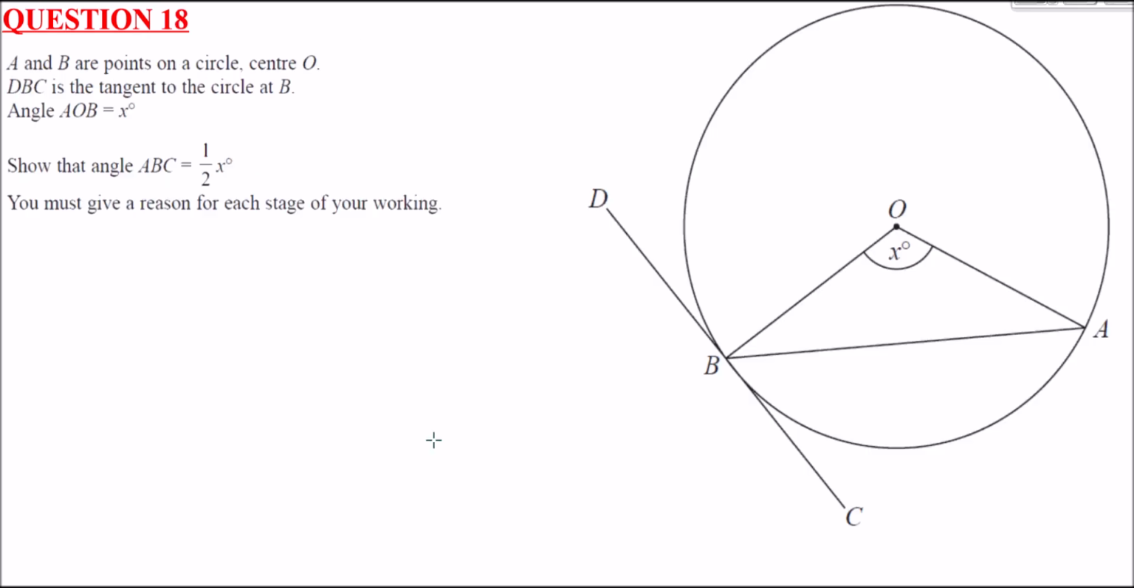Question 18 is some circle theorems now. So A and B are points on a circle, centre O. DBC is a tangent to the circle at B. That's going to be key information here. Angle AOB equals x degrees. We have to show that angle ABC is equal to half of x. You must give a reason for each stage of your working.